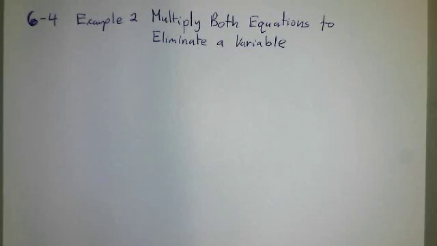Hey, today we are going to learn 6-4, Example 2. We're going to multiply both equations to eliminate the variable. Now this is the process of elimination. Through the process of elimination, we're going to solve a system of equations.